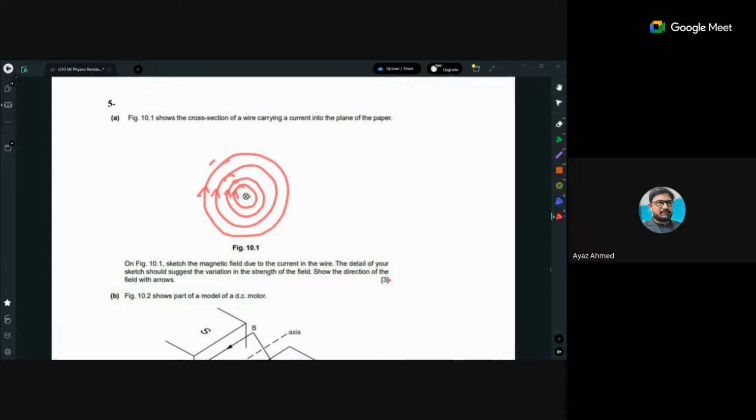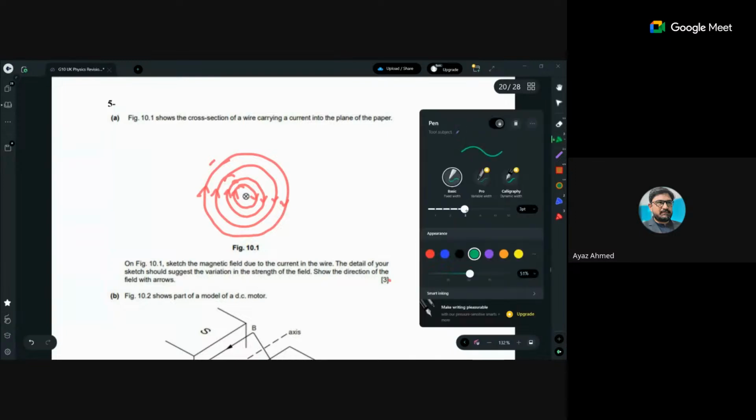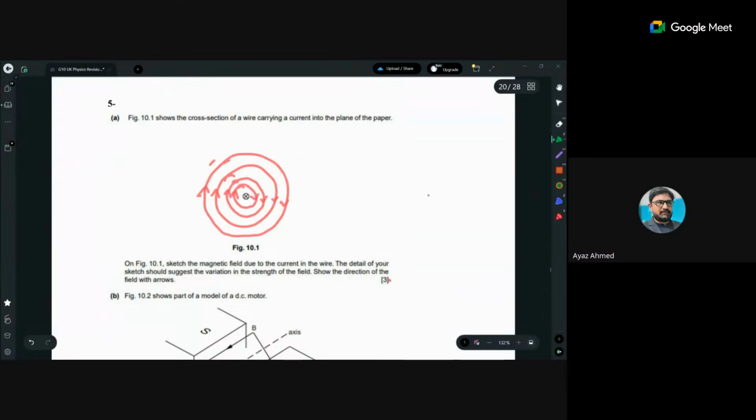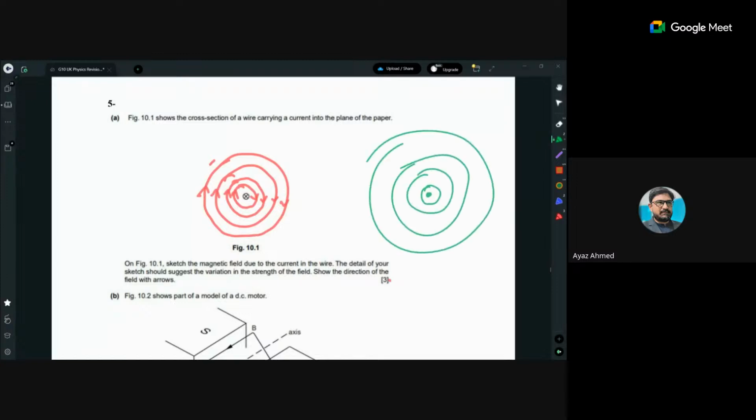Please remember this thing: when there is a wire and in that wire the current is shown into the page, then the magnetic field would be clockwise. If we have the same wire and the current is out of the page, what does out of the page mean? We are having a dot. So for dot, the thumb is pointing towards you. When the thumb is pointing towards you, it means the circles would be anti-clockwise. Okay?